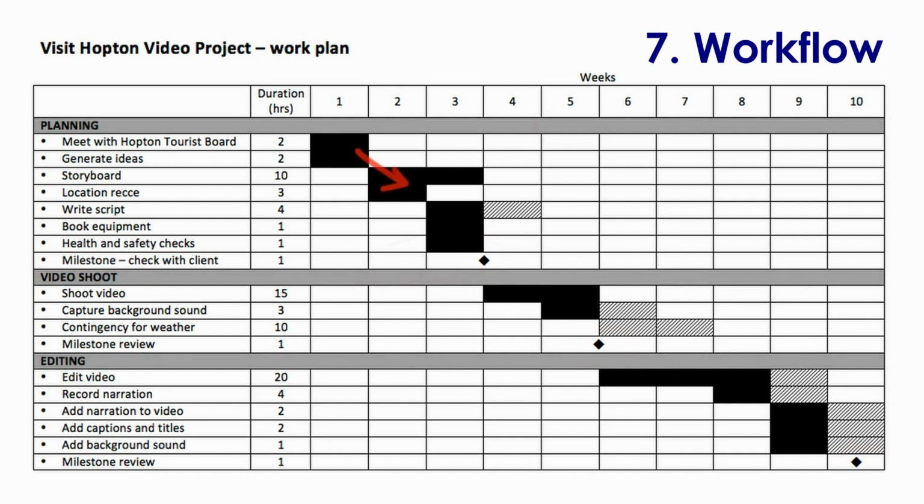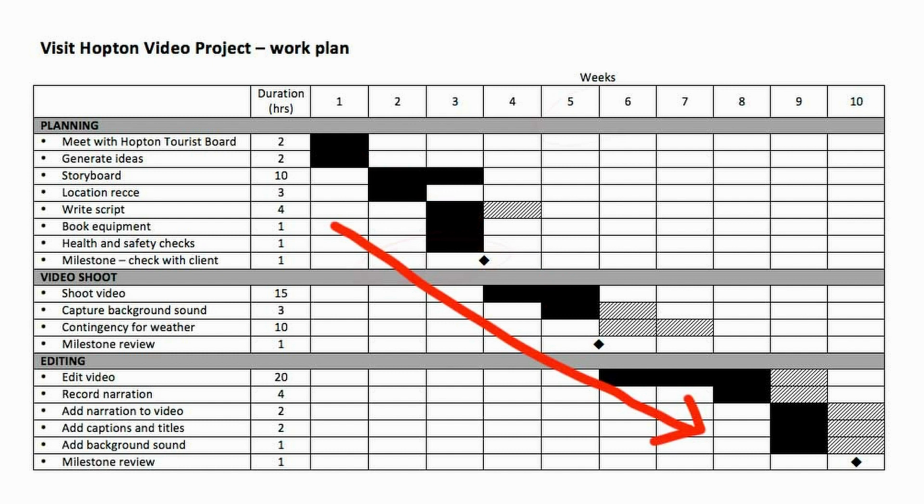The last key aspect is the idea of workflow. This is where one job leads to another job and leads to another job. So here, for example, I can't write the script until I've got some idea what the storyboard is going to look like. I can't shoot the video until I've got a script or a storyboard. So everything flows, usually from the top left to the bottom right.